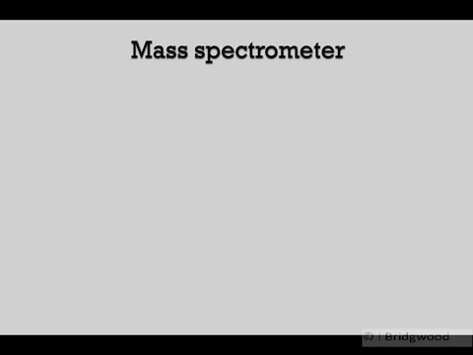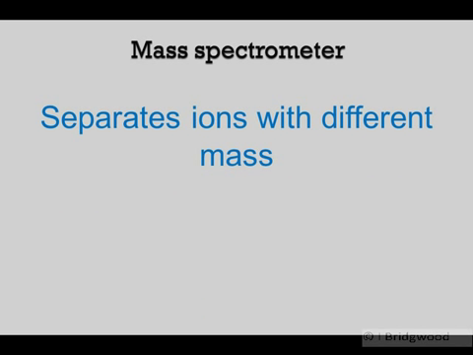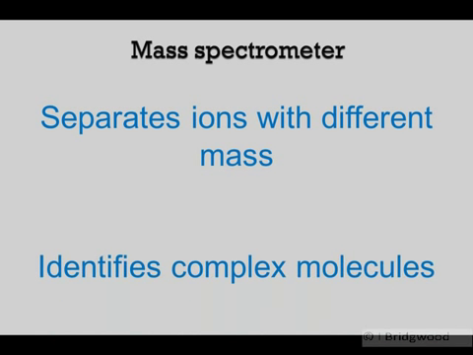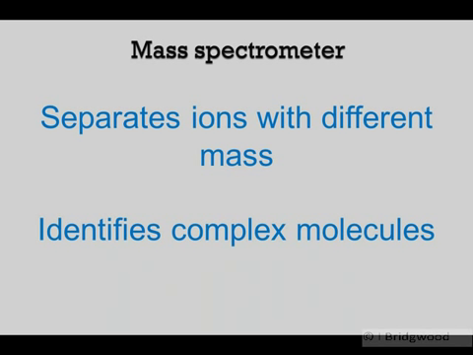A mass spectrometer can be used to determine the mass of particles, or more specifically, it will separate ions out with different mass and detect them. Now, the major use of mass spectrometry is to identify complex molecules, but we will be considering that aspect of mass spectrometry at some other point. What we're going to consider now is how a mass spectrometer actually works.